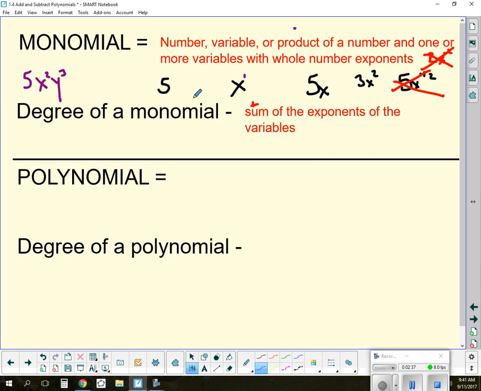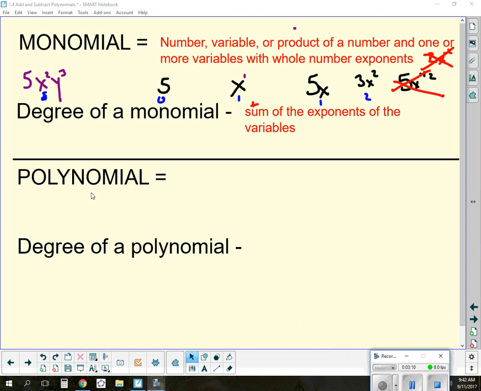Okay? If you just have a single number, we have no variables, so therefore we can't have an exponent on the variable, so the degree of this would just be 0. The degree of this 5 would just be 0. So underneath, I'm just going to write down the degree of each one. This would be 5, 0, 1, 1, and 2.